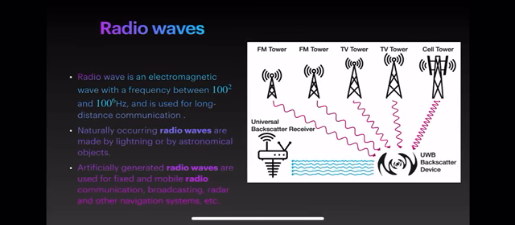So the first wave here is the radio waves. Radio wave is an electromagnetic wave with a frequency between 100 squared and 100 to the power of 6 Hz and is used for long-distance communication. Naturally occurring radio waves are made by lightning or by astronomical objects. Artificially generated radio waves are used for fixed or mobile radio communication, broadcasting, radar, and other navigation systems. The figure on the side explains how we receive the radio information.